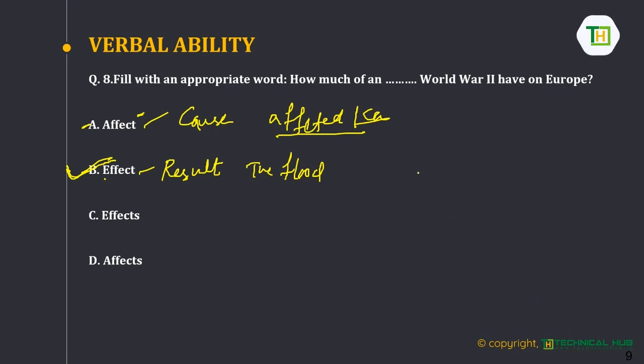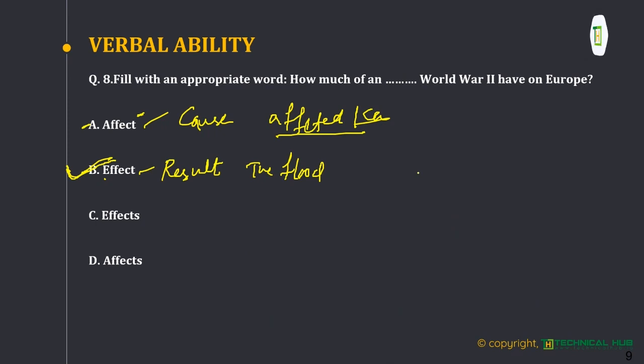So war means destruction. I told you yesterday also, we cannot make it "affect" here, we must use "effect". So remember, affect means cause, effect means result. Right, so moving to the next slide.